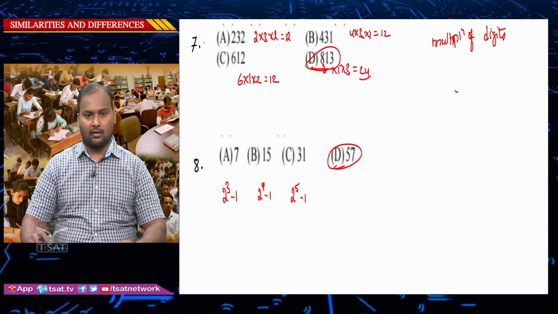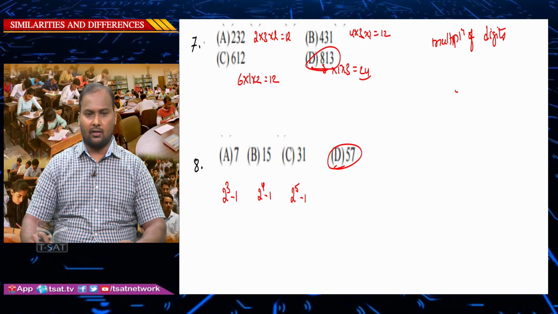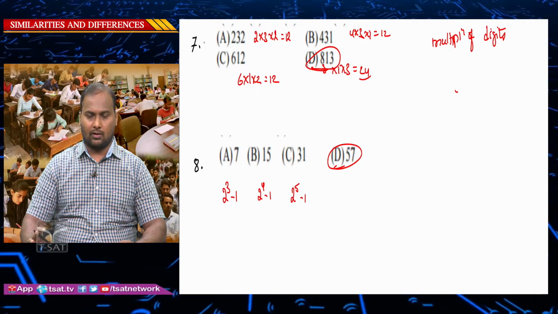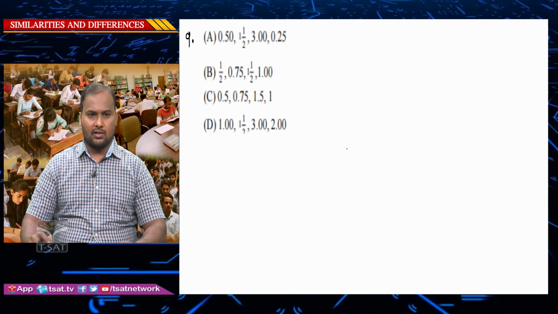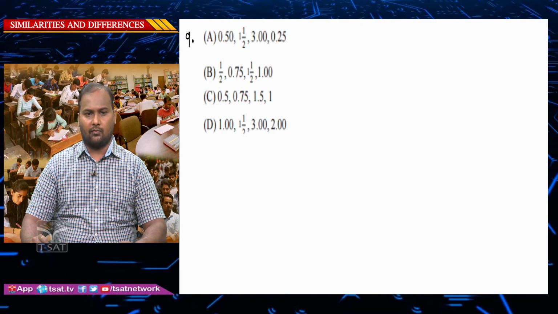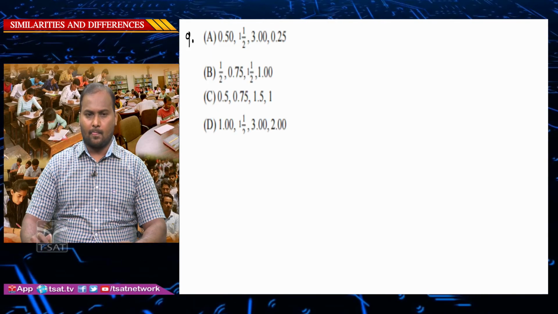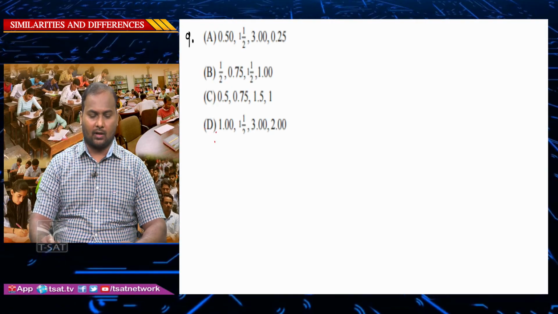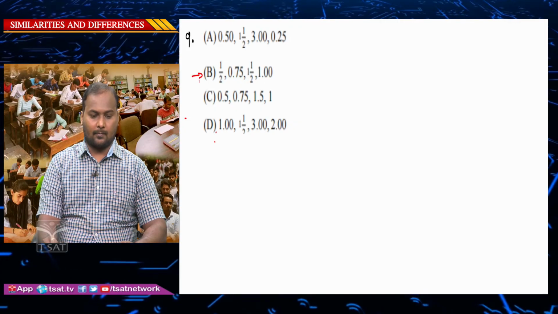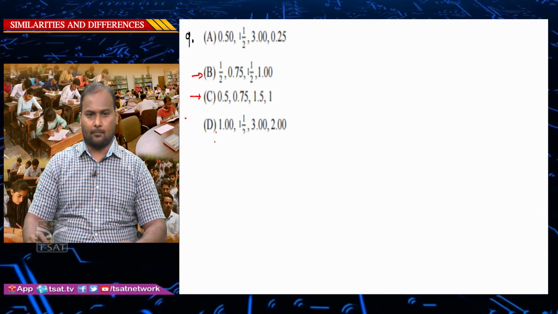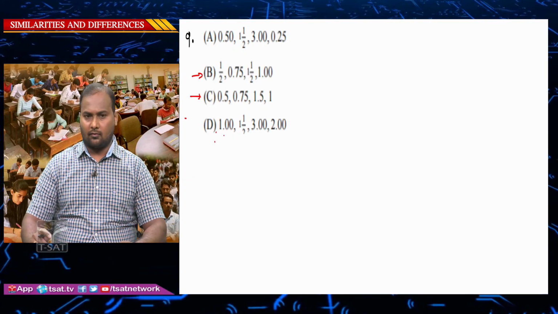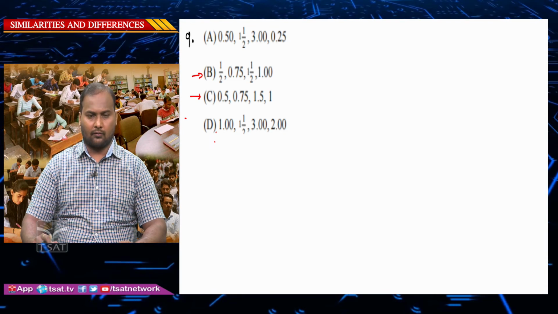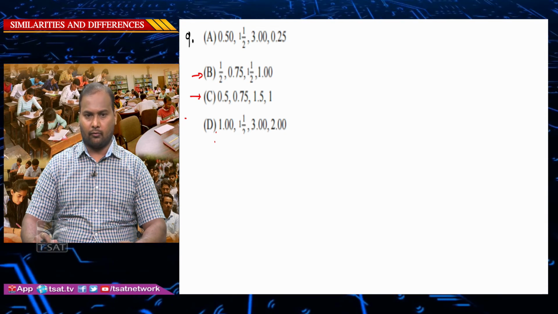So what is the common similar thing about this one? The similarity is that everything is 2 power something minus 1. That is the logic here. Now if you see this question, 0.5, 1.5, 3.25. But if you see this logic here, the 2 options, option B and option C, are similar. In option B we have half, 0.75, 1.5 and 1. In option C also we have 0.5, 0.75, 1.5 and 1.